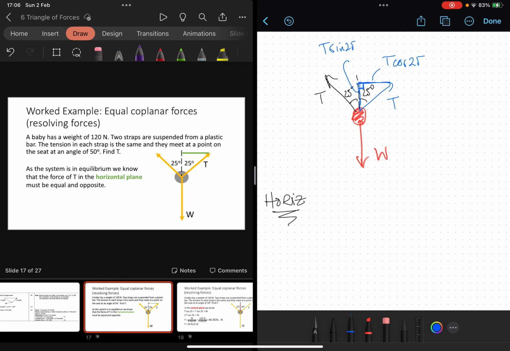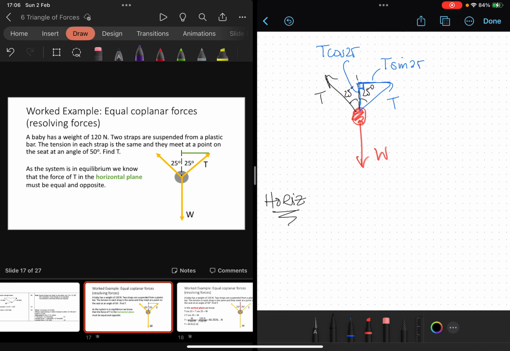Because that is the, no, it's not. Let's actually write that, it's actually correct. That's a bit embarrassing. Let's start again. That is opposite, so that is T sine 25. That is adjacent, so that's T cos 25. Okay, corrected myself. I must have the same components for the black tension vector as well.